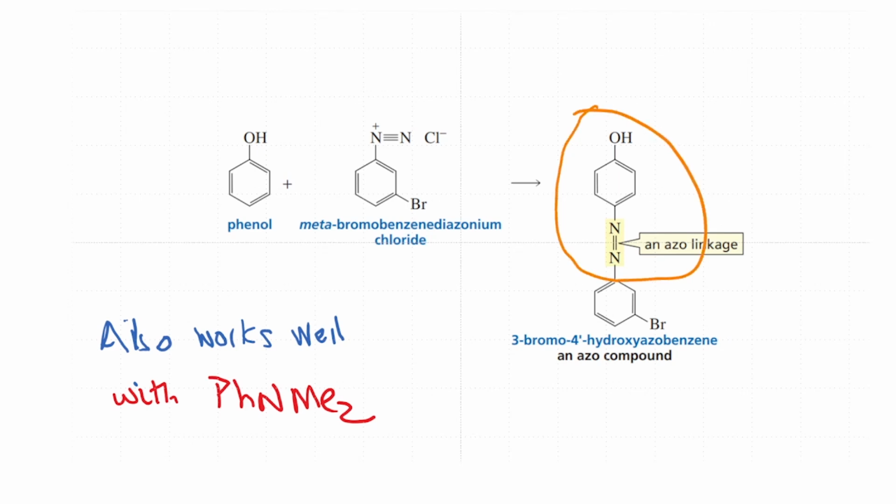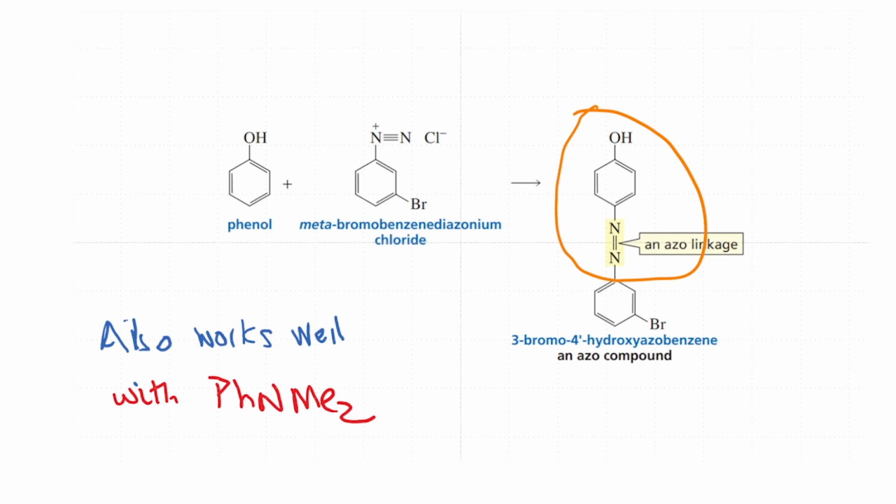So clearly the nitrogen triple bond nitrogen here is involved in the reaction, not in the way that we are used to, but in a very different way. This kind of reaction works well with electron donating groups or electron rich benzene rings such as phenol and dimethylaniline and so on.